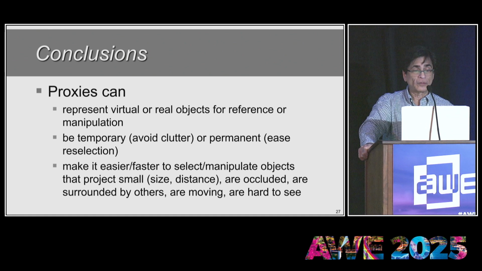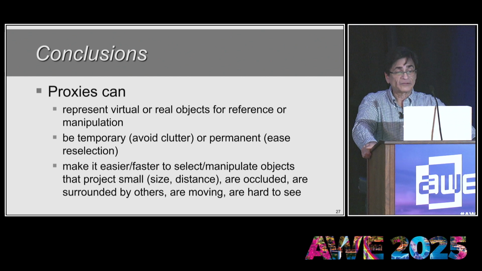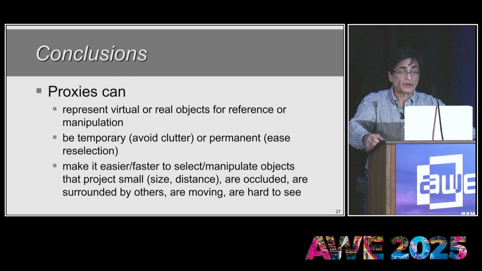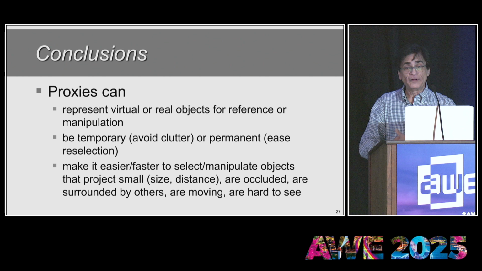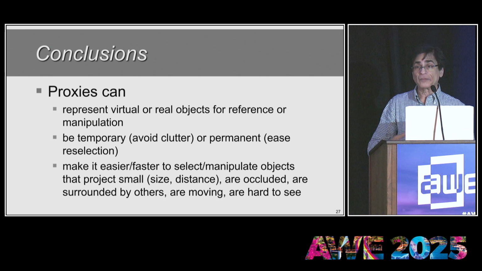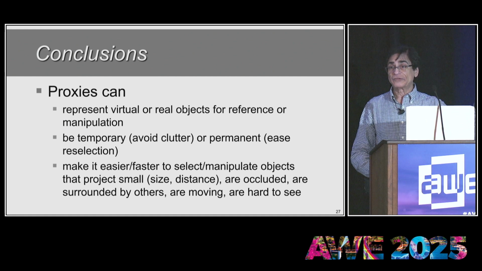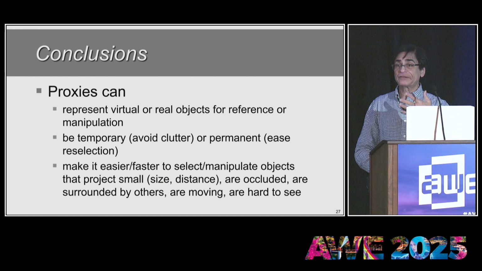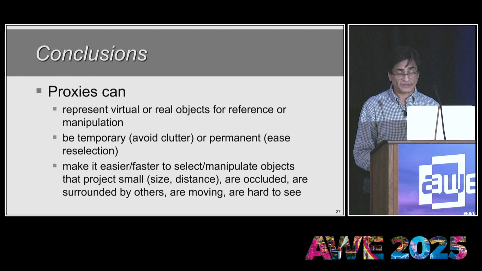In general, proxies make it easier and faster to select and manipulate objects that project small because they're far away or very small themselves. They're potentially occluded by other stuff, or surrounded by others, making them harder to select unambiguously. They might be moving, which makes them really hard to select. Once they've been selected, the proxy just sits there, literally a sitting duck for you to manipulate. They might be hard to see for lots of other reasons.